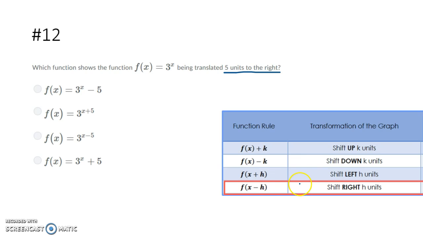I'm not subtracting at the end of the equation. I'm not doing anything up in the front of the equation. It's happening with that input variable. So I know that that minus h is going to come with the x. So 5 units to the right means I'm going to do a minus 5, but it's going to be inside, kind of sitting up where the x is. 5 units to the right is going to change my exponent right here.